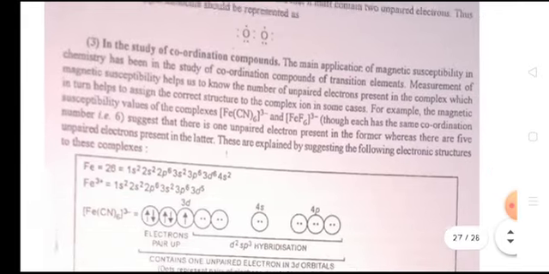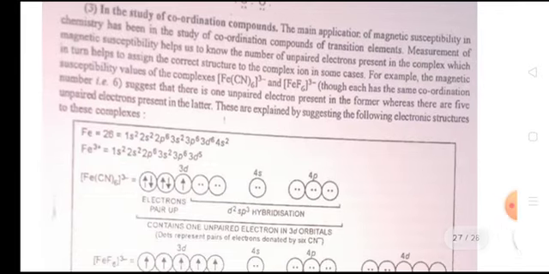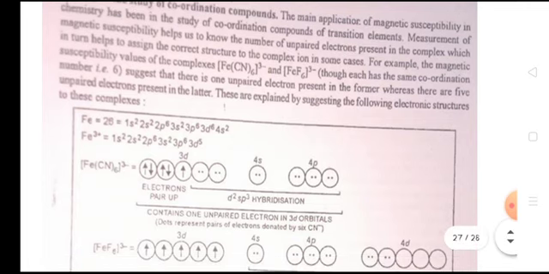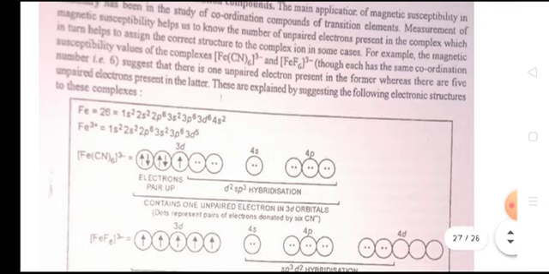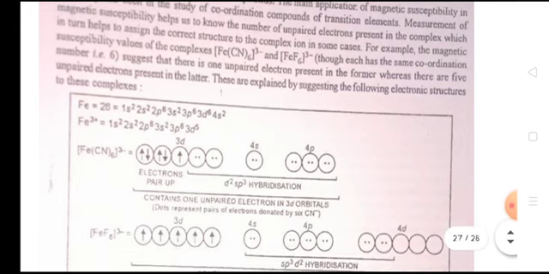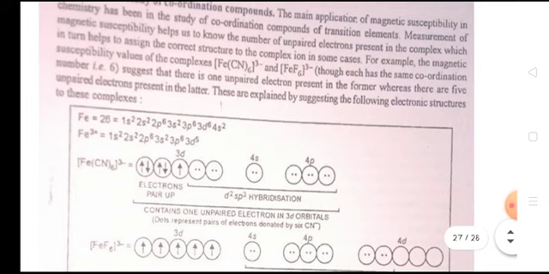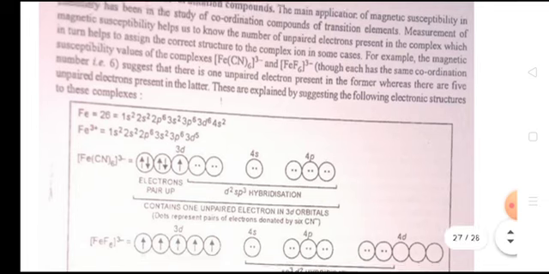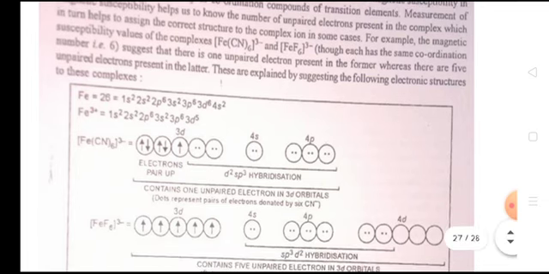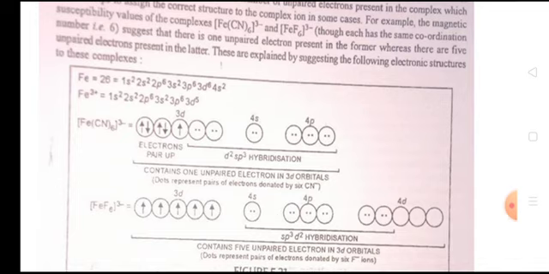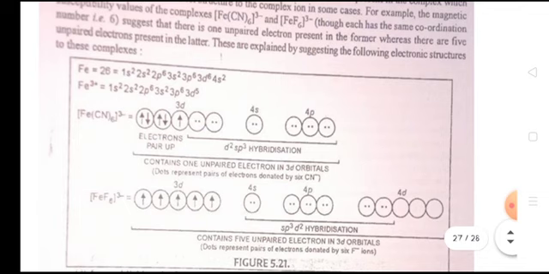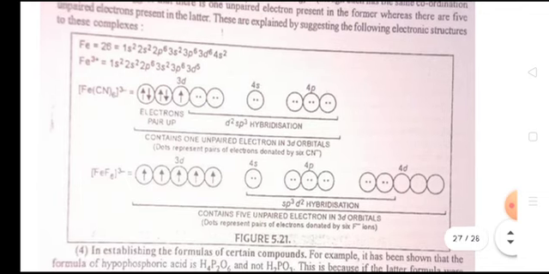Third, in the study of coordination compounds. The main application of magnetic susceptibility in chemistry has been to study the coordination compounds of transition elements. Measurement of magnetic susceptibility helps us to know the number of unpaired electrons present in a complex, which in turn helps to assign the correct structure to the complex ion. In some cases, for example, the magnetic susceptibility values of complexes suggest that there is one unpaired electron present in the former, whereas there are 5 unpaired electrons present in the latter.